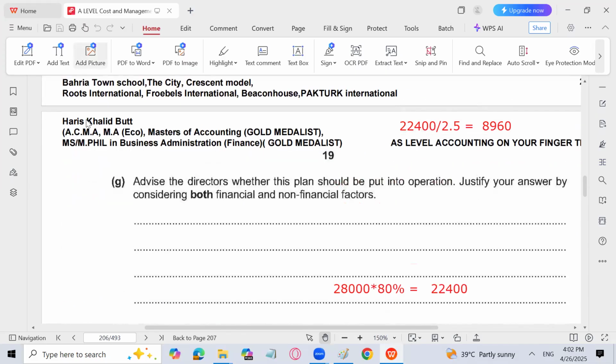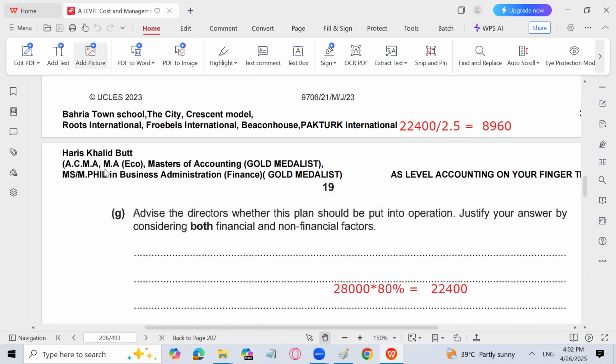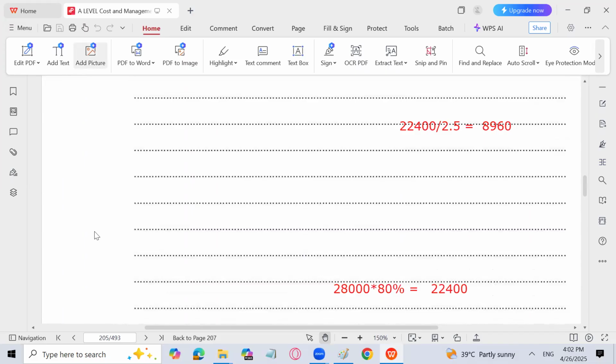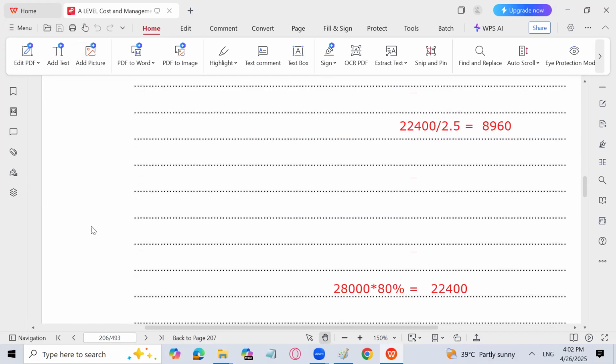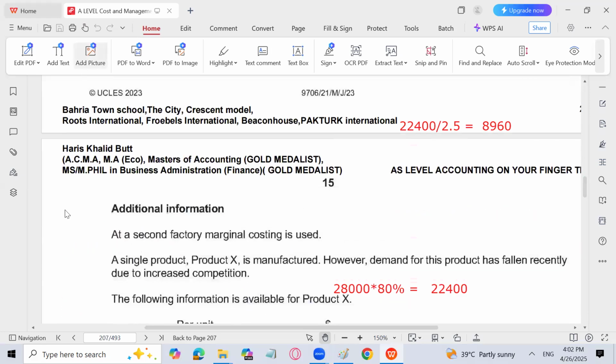Point number 5. Advise the director whether the plan should be put into operation. Justify your answer by both financial and non-financial factors. I have discussed with you that you should go for option 2. Fine. Let's move on to the next question.